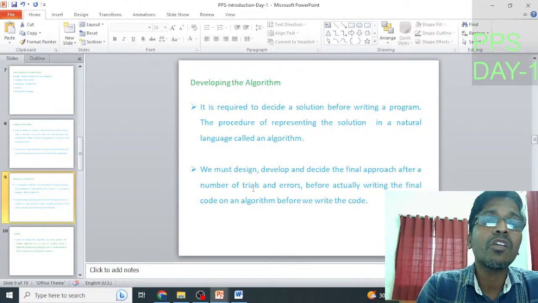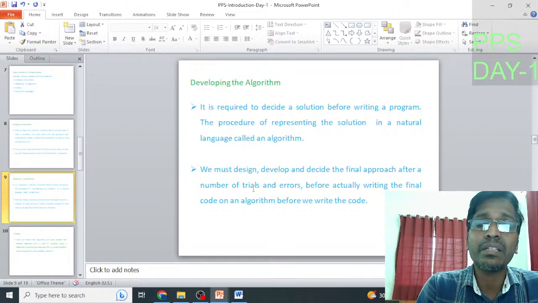The second one is developing the algorithm. Once you have analyzed and understood the problem, you have to represent the solution, or write the instructions, in the form of a language like pseudocode. Pseudocode is nothing but an algorithm, written in daily English-like language.